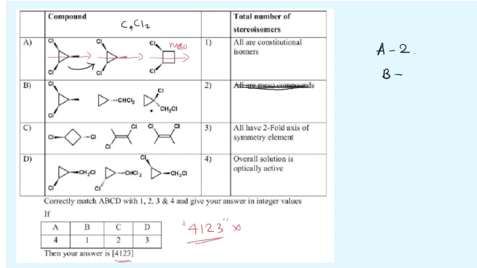And how do you categorize positional isomers? Positional isomers are nothing but constitutional isomers or structural isomers. Therefore, B will be 1. This is more appropriate. So you can rule out this also. Now check for their symmetry. Do they have a two-fold axis of symmetry? What do you mean by a two-fold axis of symmetry?